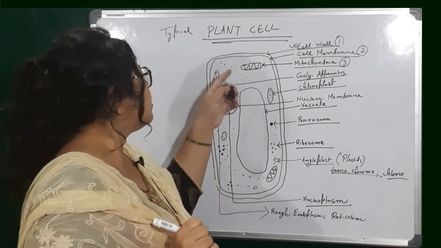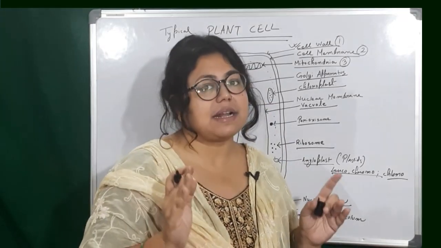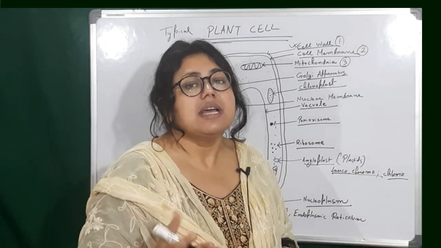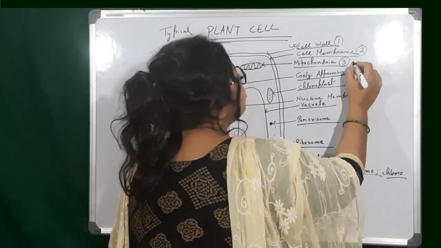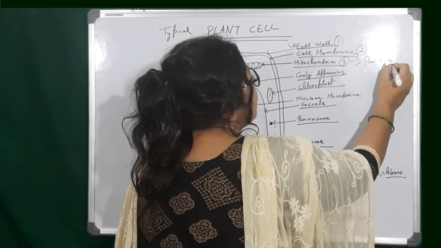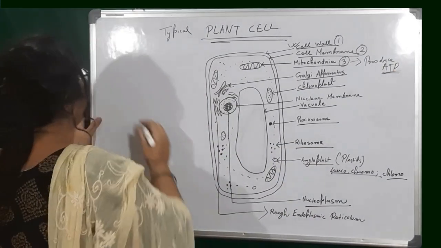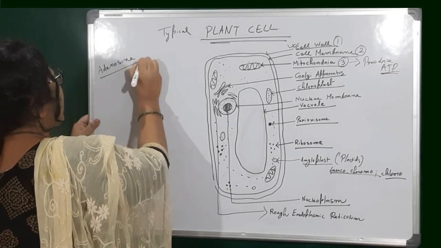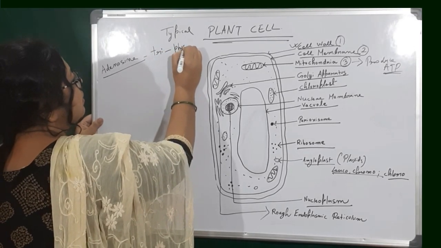Okay, so this is the energy unit. Please do remember that this is the energy unit or the powerhouse of the cell, and it produces what? It produces the energy molecule. What is it? The ATP, the adenosine triphosphate. ATP is adenosine triphosphate. Please do make a note, always write adenosine tri, because there are 3 phosphates.